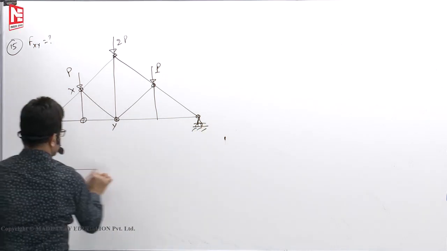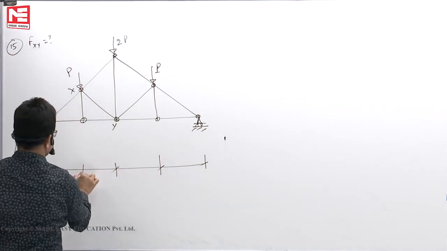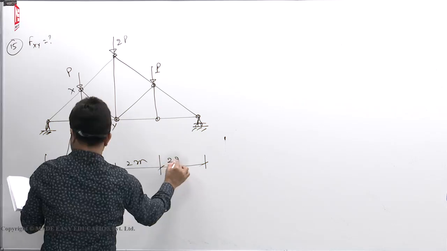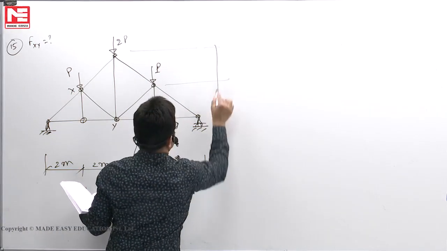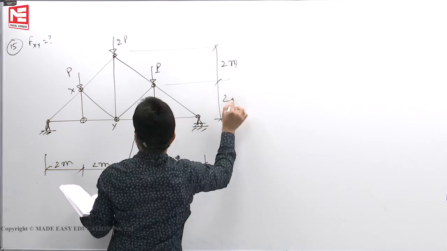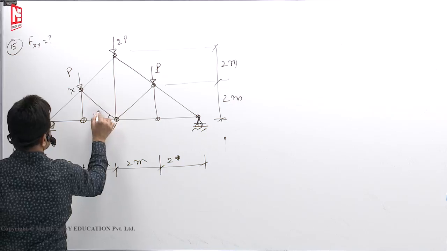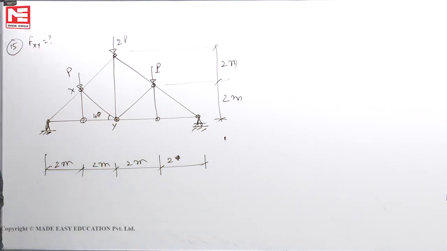Everywhere 2 meters only. Height also same thing, 2 meters. That means this angle of inclination is 45 degrees. Okay. Now we wanted force in the member XY.